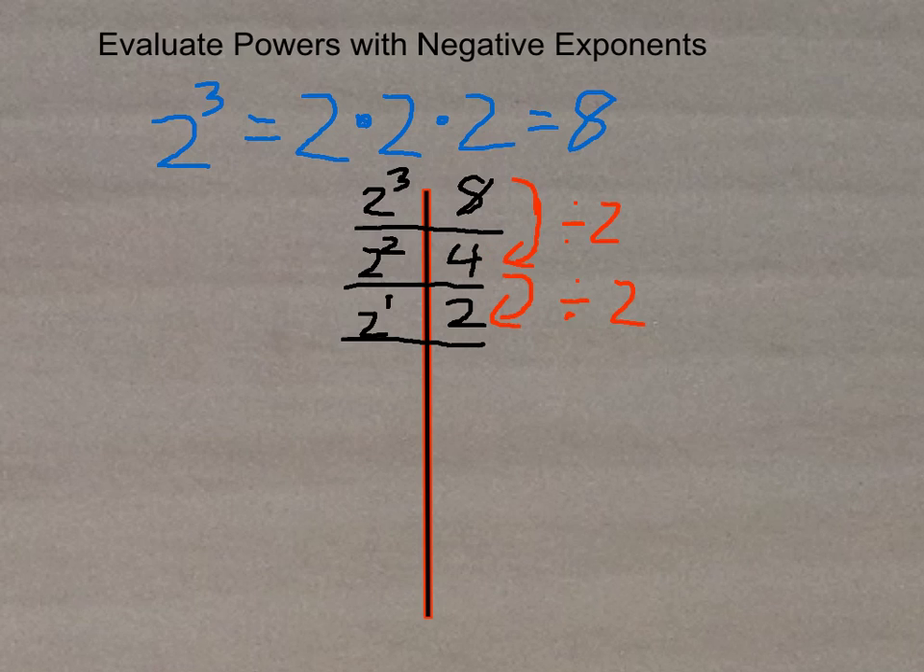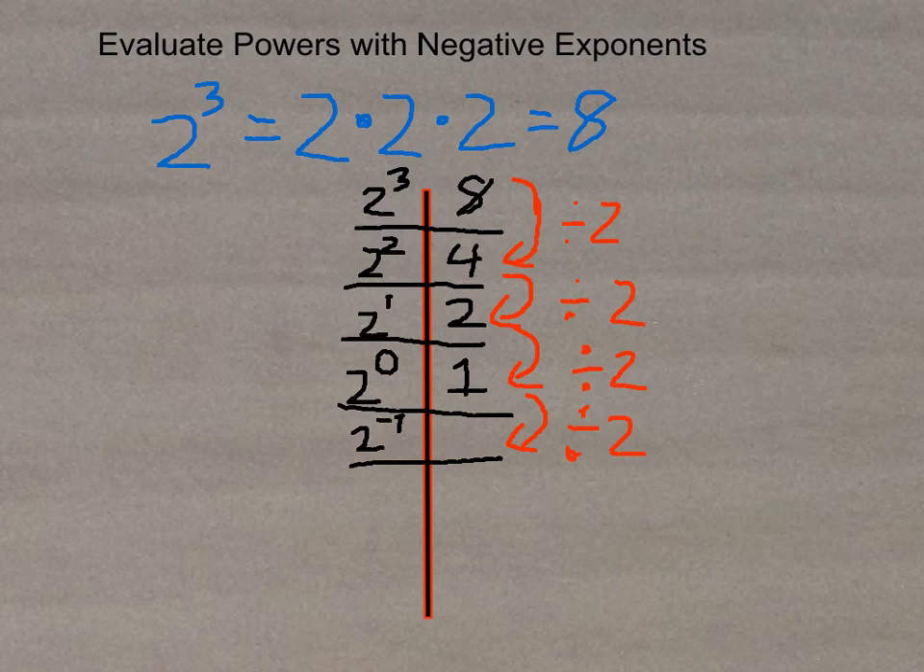So then, if this pattern continues, 2 to the 0 power, which continues the pattern on the left, subtracting 1 from the exponent, should be 2 divided by 2, which is equal to 1. If we continue this pattern yet a step further on the left-hand side, we will have 2 to the negative 1. If we keep taking the exponent down by 1, after 0 we'll get to negative 1. On the right-hand side, if we divide 1 by 2 again, we will get 1 half. 1 divided by 2 is equal to 1 half.